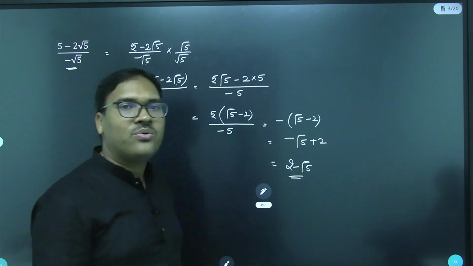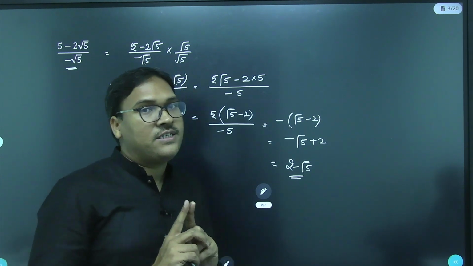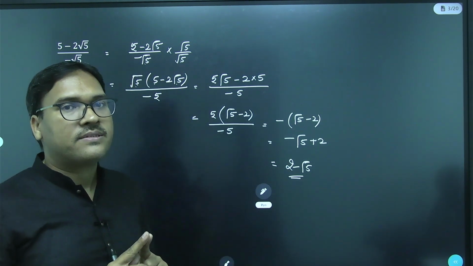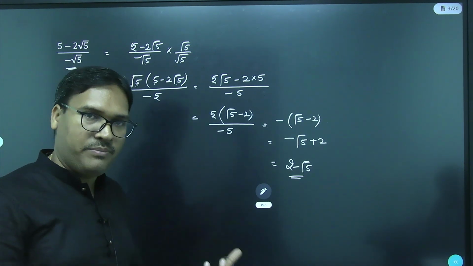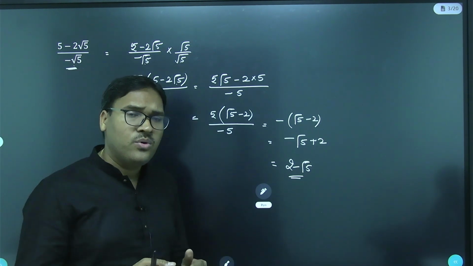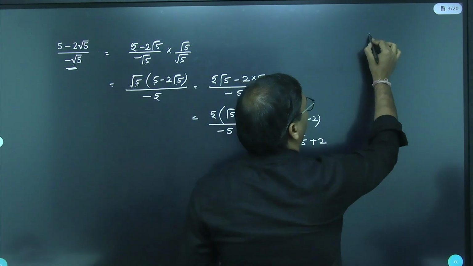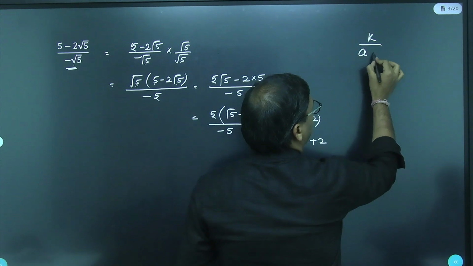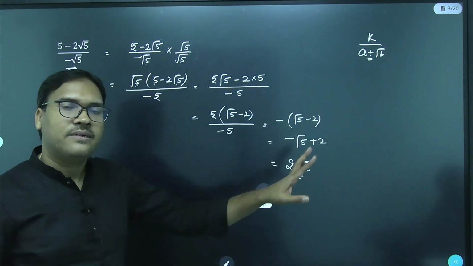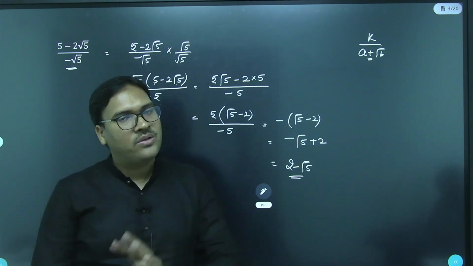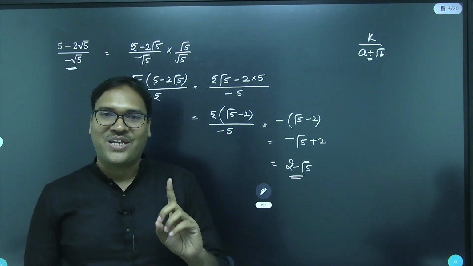So this is how you rationalize the denominator. This is the first part which we have discussed for rationalization. In this we have discussed how to rationalize this type of term where we have something by root number. In the next video, we will discuss how to rationalize numbers of the form a plus or minus root b. So I hope you have understood the first part of rationalization. That is it for this video. Thank you. Bye bye.